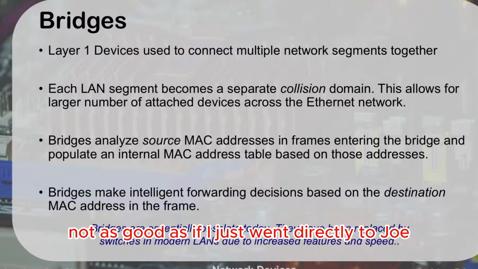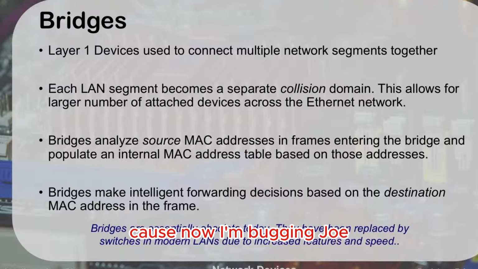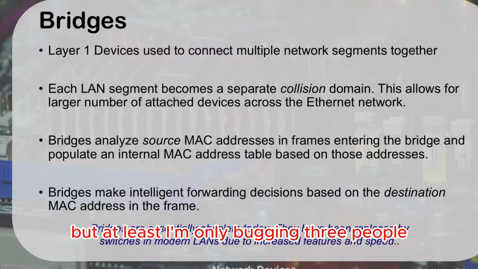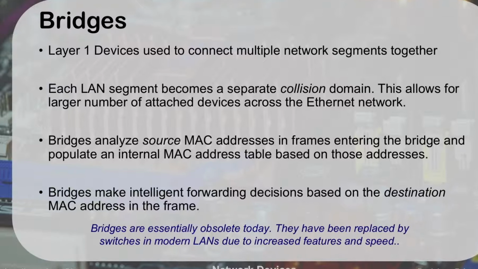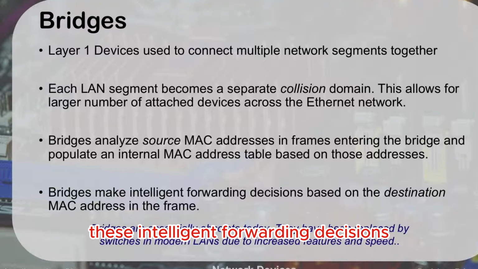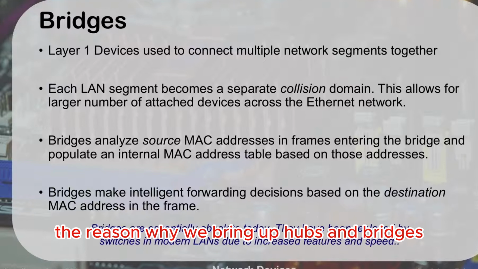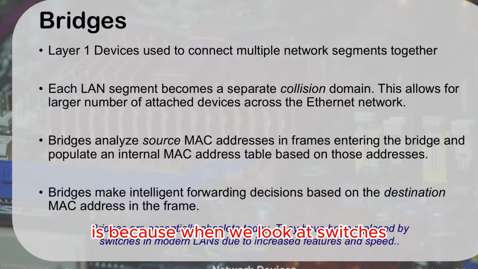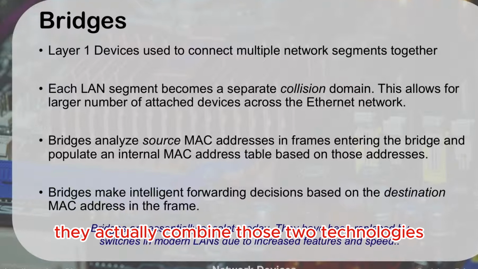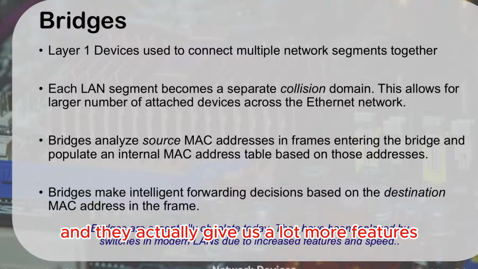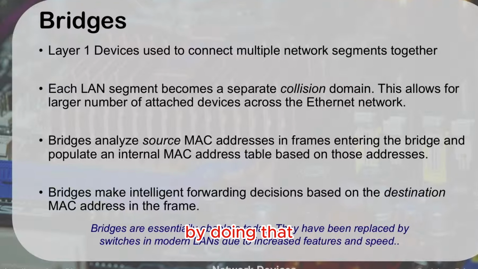Again, not as good as if I just went directly to Joe, because now I'm bugging Joe, Dave, and Charles. But at least I'm only bugging 3 people and not 6 people, right? So these bridges make these intelligent forwarding decisions. As you see at the bottom, bridges are obsolete today. The reason why we bring up hubs and bridges is because when we look at switches, they actually combine those two technologies, and they actually give us a lot more features by doing that.